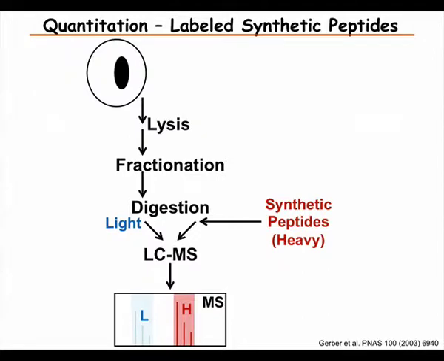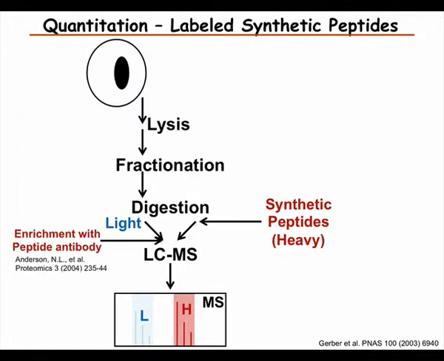Then one variant of that is that you synthesize heavy peptides and you mix them in after the digestion, again as an internal control. But the problem here, which a lot of people have seen, is that it's asymmetrical. Here you digest your sample, but the peptides you mix in. One thing that you can add here is also a peptide antibody enrichment step.